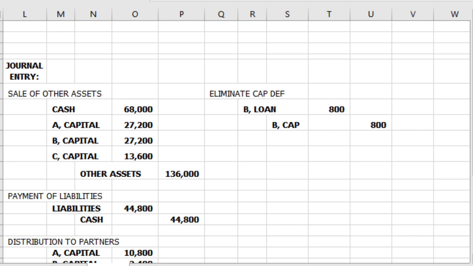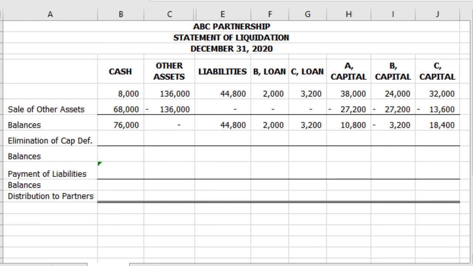So plot na natin sa ating statement. So ito na yung kanilang balances. Again, si B na naman ang nagkaroon ng capital deficiency. So again, to eliminate that, gagamit natin yung right of offset. So yung kanyang 3,200 is i-absorb ng kanyang loan. Since 2,000 lang, so kulang. So gawin muna natin.